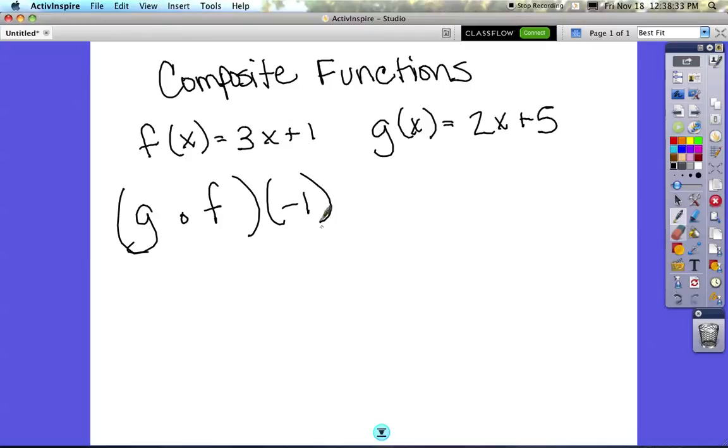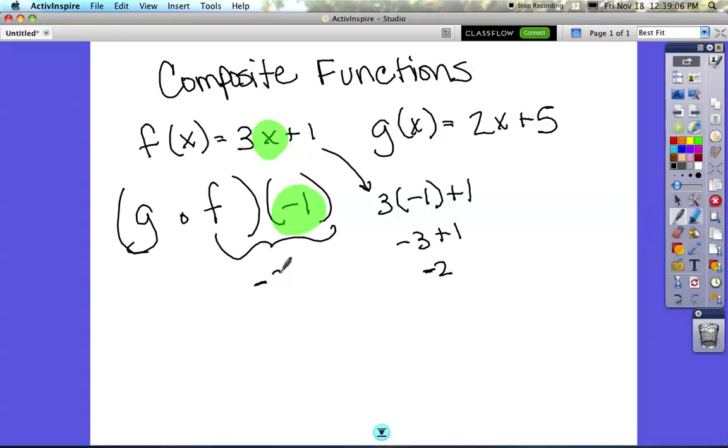So what's in the parentheses now? -1. And it's going to go in place of the x in which equation? F. Right there. So you're going to have to write some things out. 3 times -1 plus 1. Is that not the f equation right there? What's 3 times -1? Plus 1? -2. So f of -1 is -2.